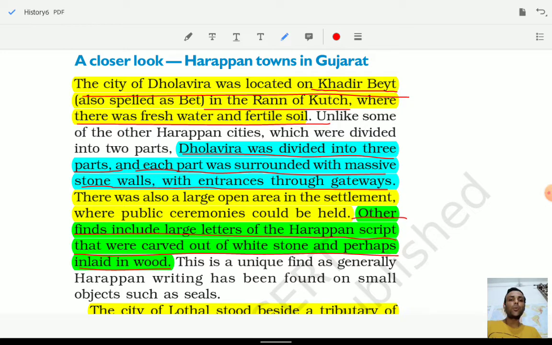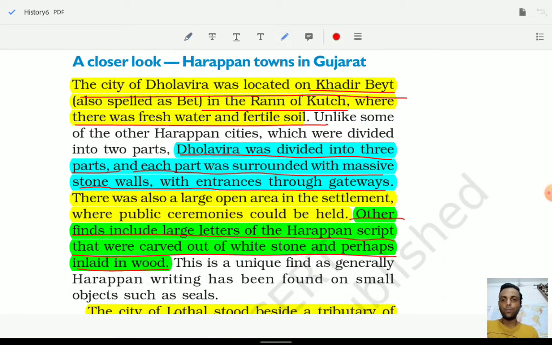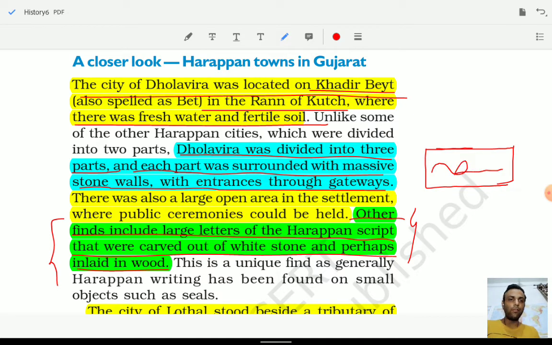There were also large open areas in the settlement where public ceremonies could be held, and other finds include the large letters of Harappan script that were carved out of white stone and perhaps inlaid in wood. So what is this green paragraph referring to? Let me make you understand. What is it trying to tell? That on the wood, something was inscribed, we don't know what, and that was in the Harappan language, right?